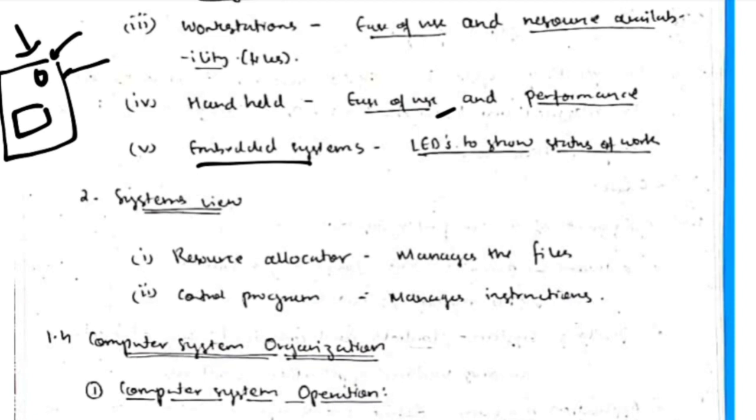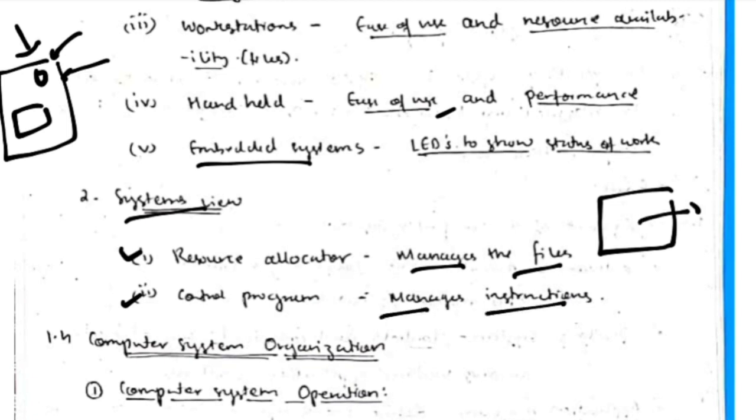Coming to system view, there are two things. First one is resource allocator, which means the operating system should provide an environment for the management of the files, and control program means it should manage the instructions and the control executions of the program.